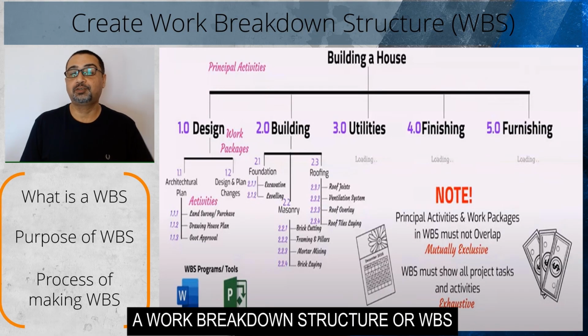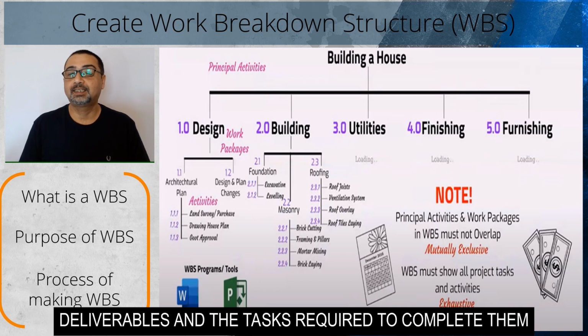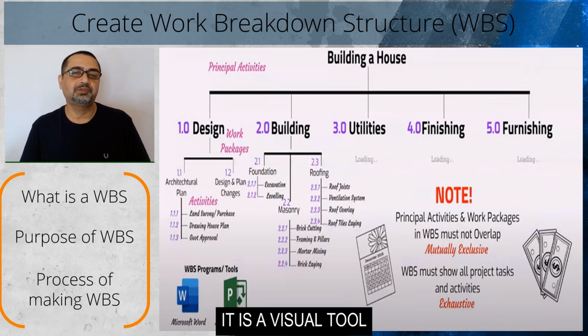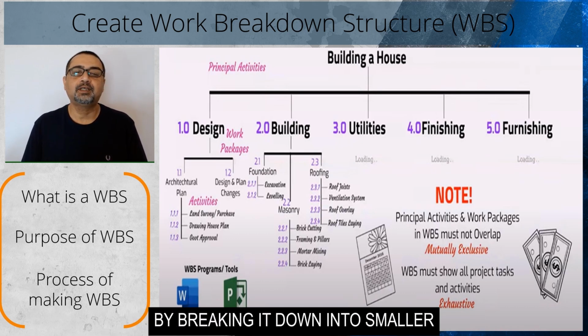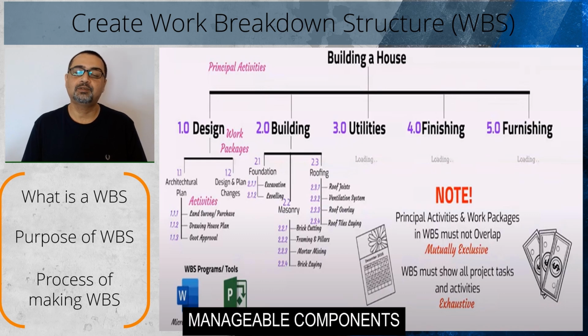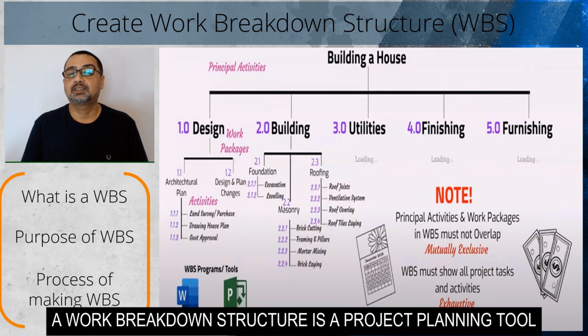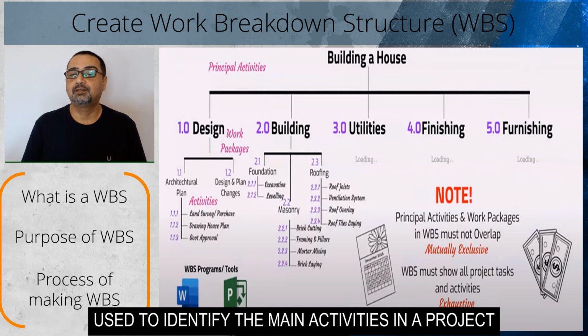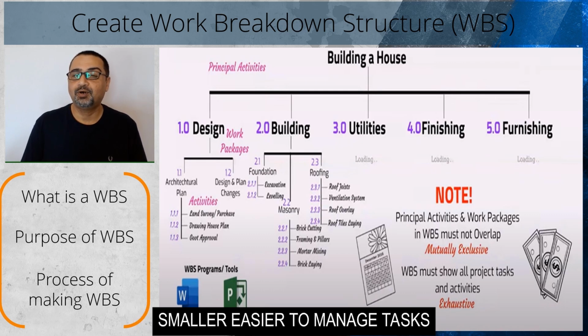A work breakdown structure, or WBS, is a hierarchical representation of a project's deliverables and the tasks required to complete them. It is a visual tool that helps to organize and plan a project by breaking it down into smaller, manageable components. In simple terms, a work breakdown structure is a project planning tool used to identify the main activities in a project and then break them down into detailed, smaller, easier to manage tasks.